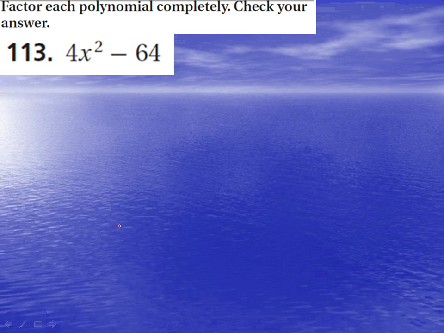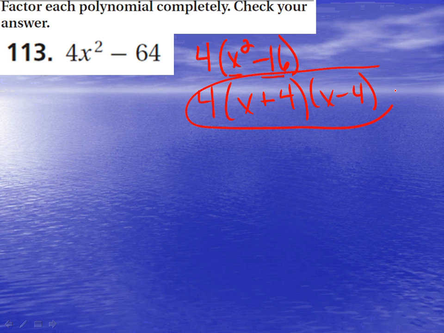Number 113. The first thing I have to do is take out a greatest common factor of 4. That leaves me with x squared minus 16. This is a difference of 2 squares, so that's going to be x plus 4 and x minus 4. At this point, I have no exponents that are even, so I would be finished with this problem.